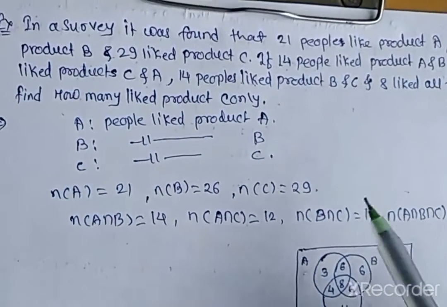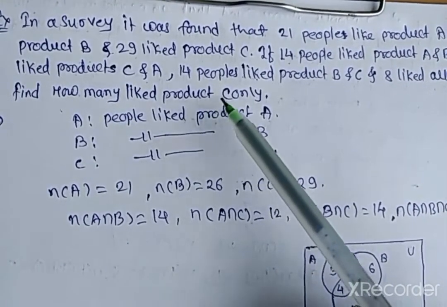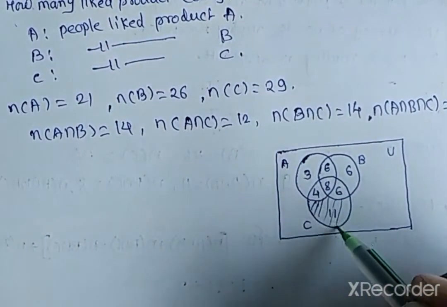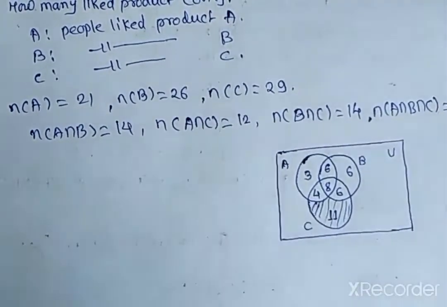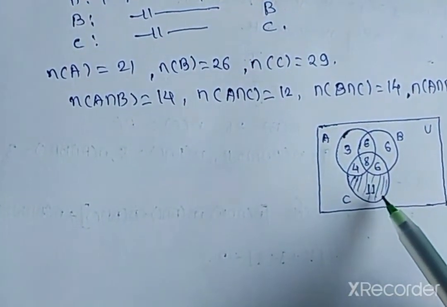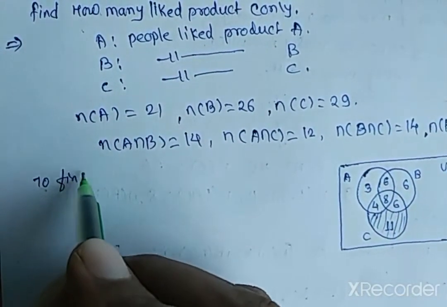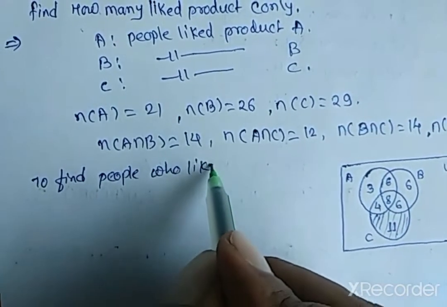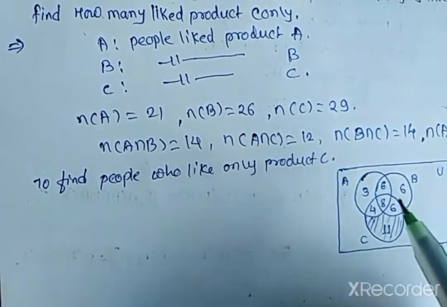Now we have a question. We have to find the people who like product C only. That is, we have to find this region. By the Venn diagram we can directly say it is 11. Now we have to find a formula for it, that is, to find the people who like only product C. Okay, this is what we have to find.